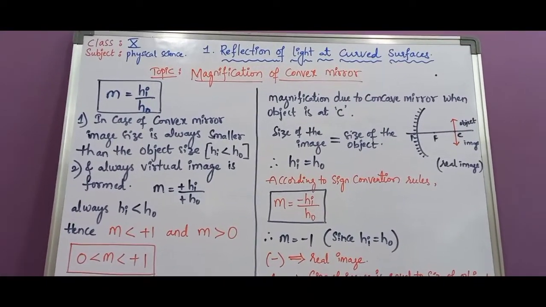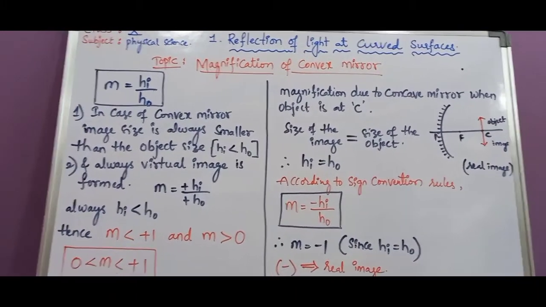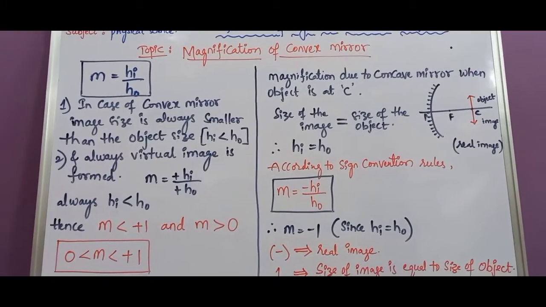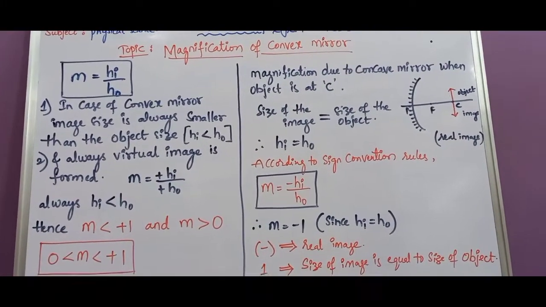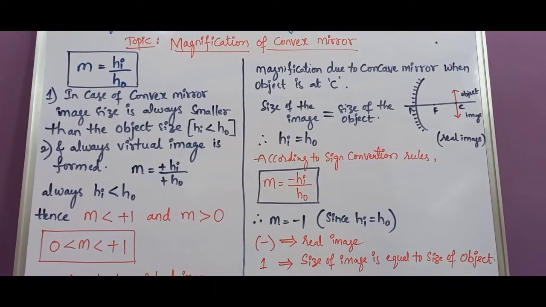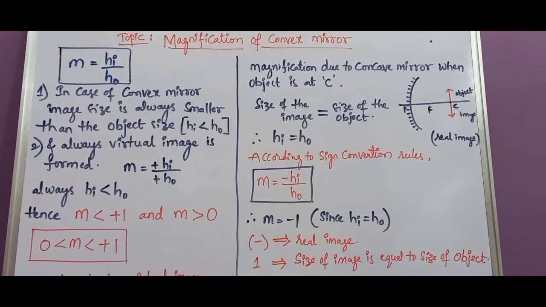In the previous classes we have learnt about the magnification formula. In this video we will try to learn the magnification of convex mirror. Okay children, now let us find the magnification of convex mirror. The formula is m is equal to hi by ho. Hi is the height of the image, ho is the height of the object.